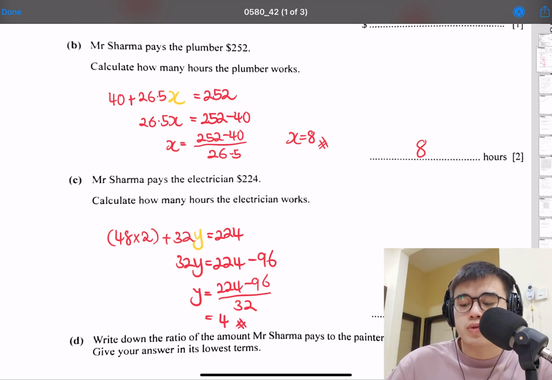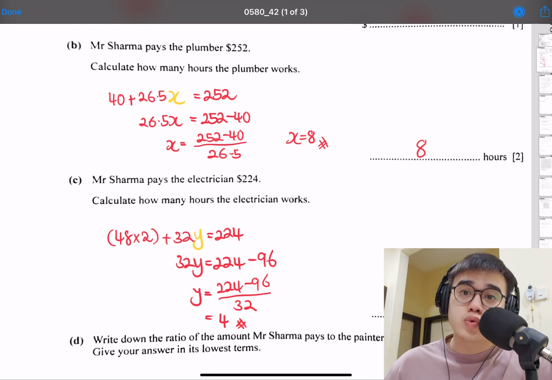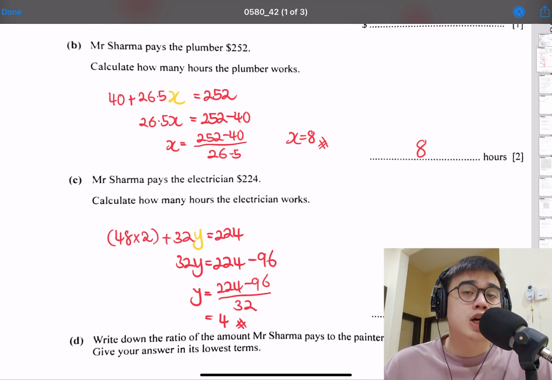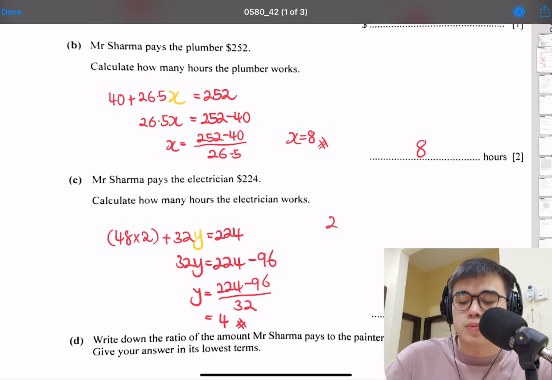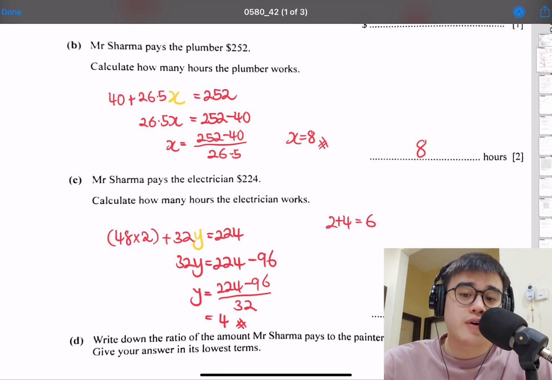So there's a trick to this question here. Please be reminded that the electrician actually works 2 hours on top of the 4 hours that we got. The 4 hours is the rate that they charge differently. So the total hours here is actually 2 plus 4, and it should add up to 6 for the final answer. These are the little tricks that the examiners set up, and if you were to do it very quickly, then you might fall into the trap.